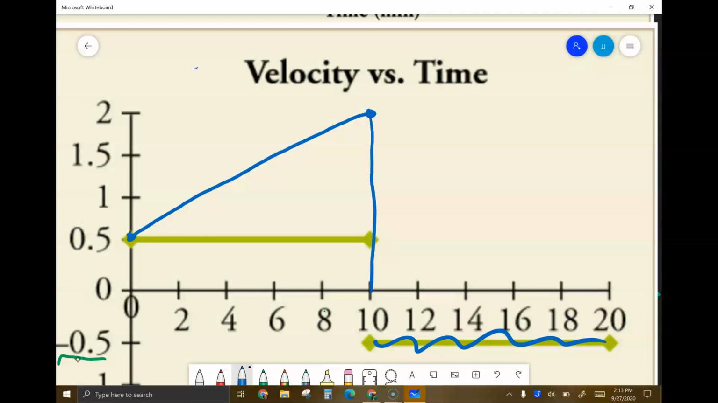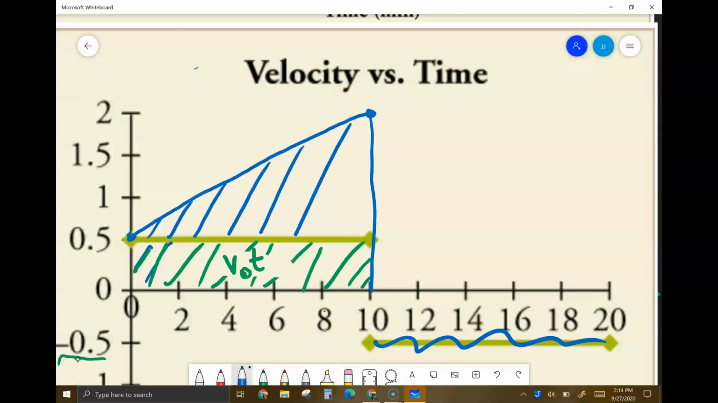Now, we have the original rectangle down here, right, that we just said was 5 kilometers. So we have that box, right? Now all of that was the initial velocity times time, right? 0.5 times 10, 5 kilometers. Now all of this up here, well, we could look at average velocity times time. That'd be one way we could do it.